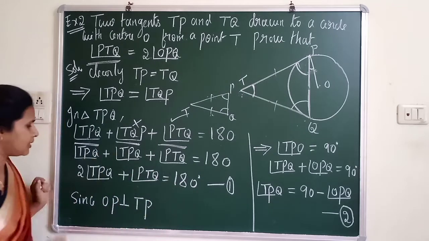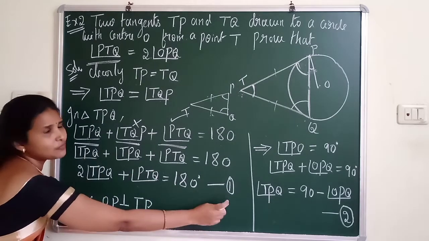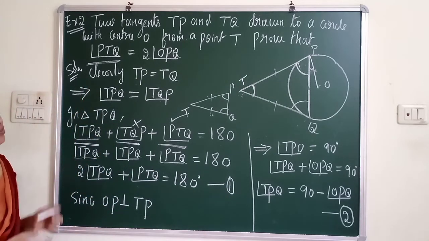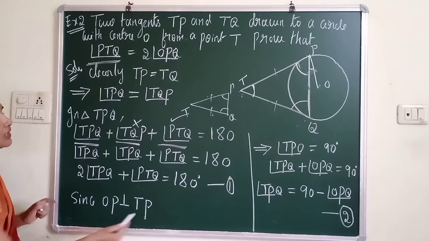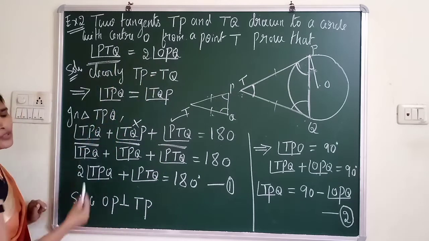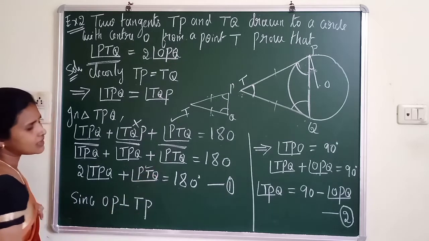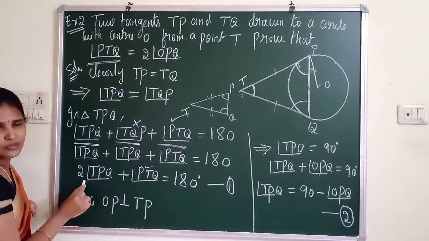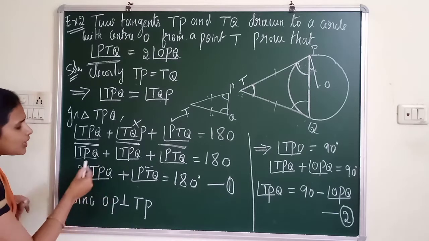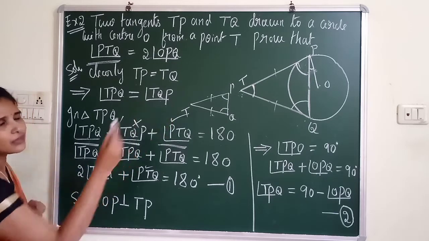equals to 180. So now take this as equation 1. Again you can look at the answer, what we have to prove here. There is no 180 in the proof. So how to remove that 180? And here you have PTQ is the answer and these two terms are not there. So I have to remove that again.